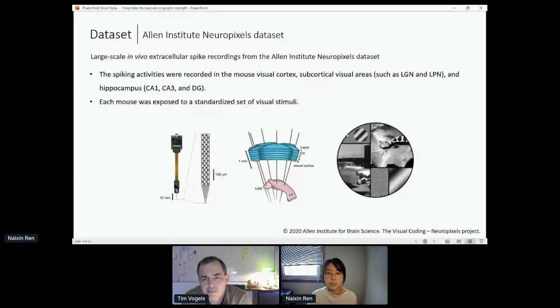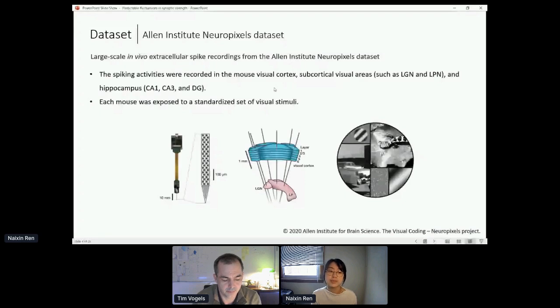And here, there's one thing that I would like to mention. Since we're using extracellular spike recording, we don't have any access to the synaptic currents, so we don't have anything like EPSCs or IPSCs like we usually see in in vitro studies. So for the following analysis, all the analysis is based on spike data.